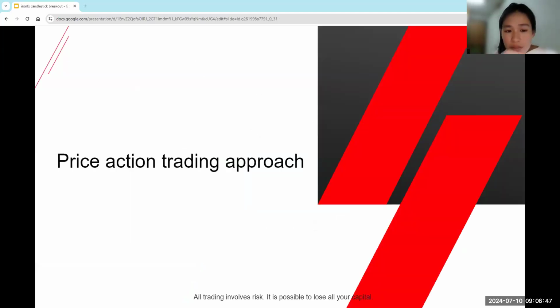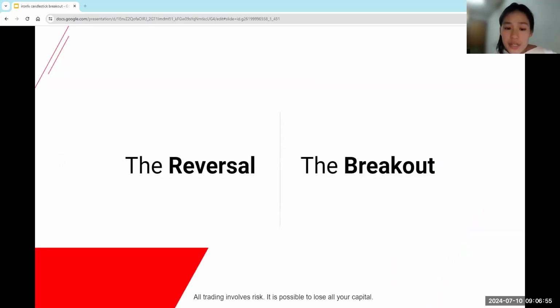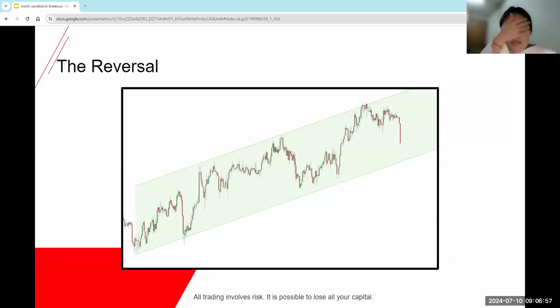Okay, so let's talk a bit about the price action trading approach. This basically comprises 2 different trading approaches, the reversal and the breakout. So let's firstly talk about the reversal. We talked about reversal last week already.